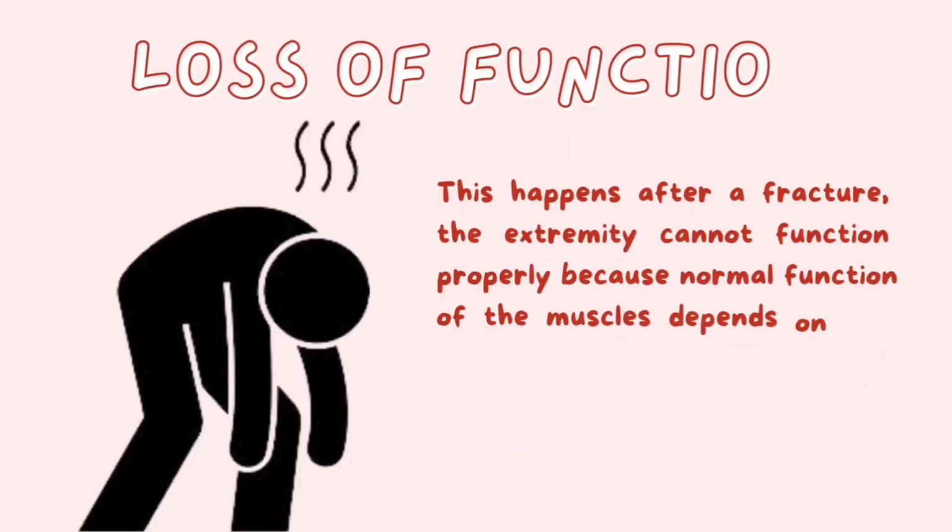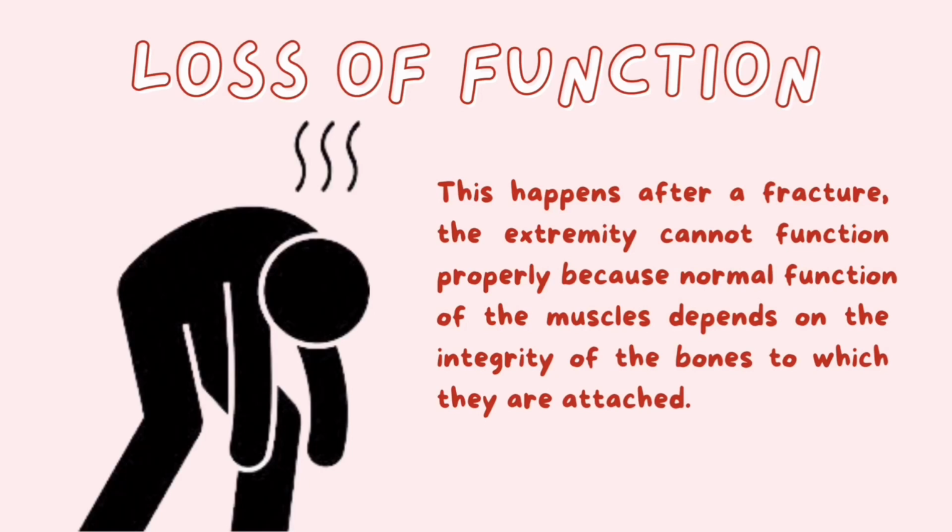The muscle spasms can minimize further movement of the fracture fragments or can result in further bony fragmentation. Loss of function. Loss of function happens after a fracture, wherein the extremity cannot function properly because normal function of the muscles depends on the integrity of the bones to which they are attached. Pain contributes to the loss of function, and in addition, abnormal movements such as false motion may be present.